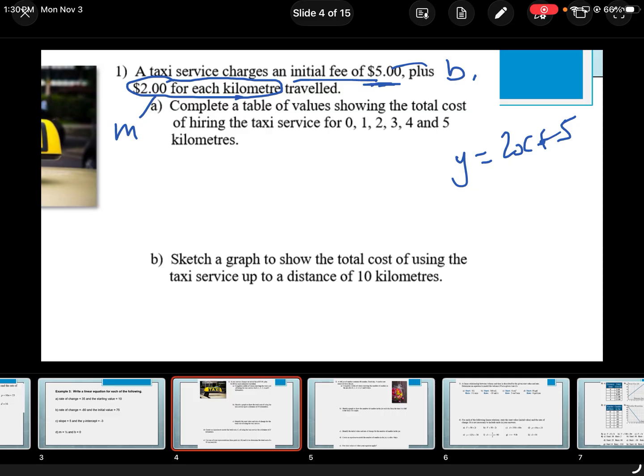Some teachers are obsessed with using the right letters, so maybe they'd say, oh, cost is 2 times kilometers plus 5. I don't really care about that, as long as you know the equation, right? Anyway.